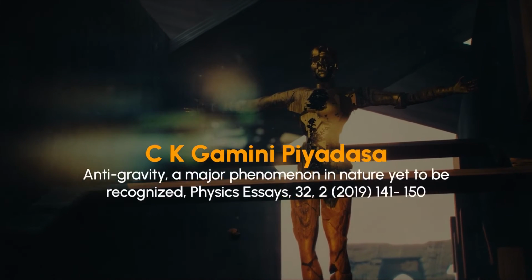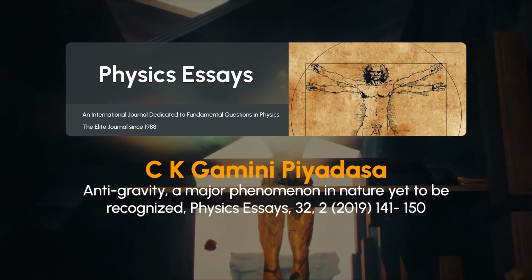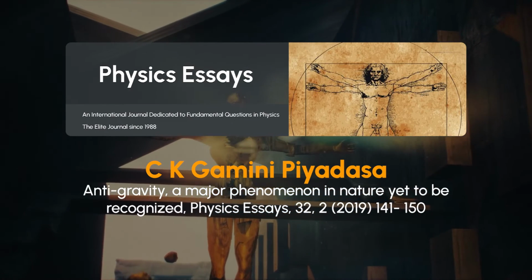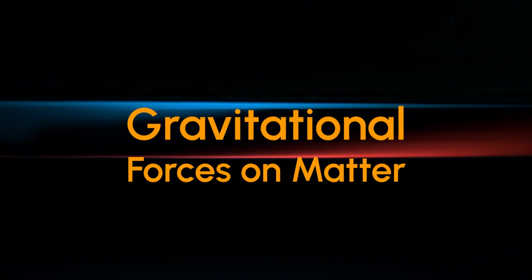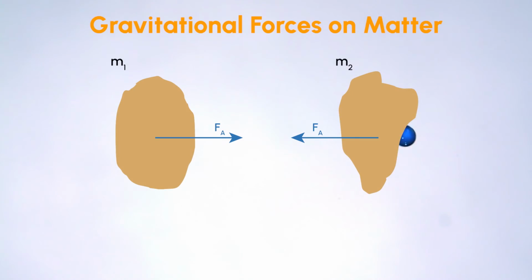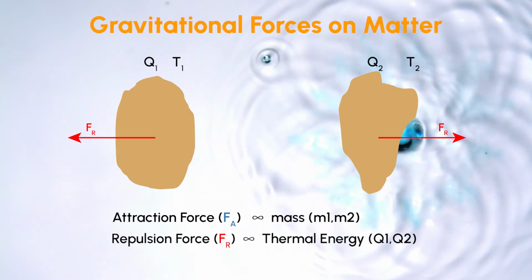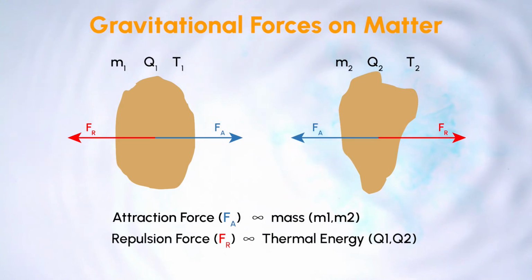What I explained is just one experiment. There are 4 other experiments that vindicated the existence of a force that acts against gravity with increasing intensity at higher temperatures. The experiments yielded that gravitational forces on matter are twofold. Gravitational attraction force proportionate to mass, as known classically. Gravitational repulsion force proportionate to thermal energy, as deduced from our experiments.